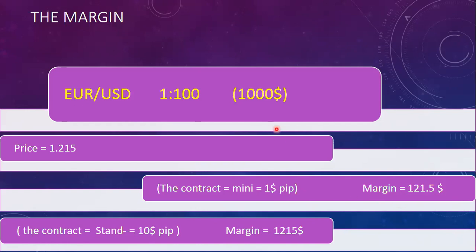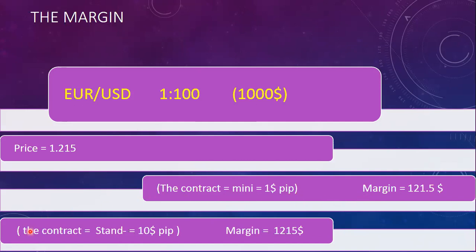For example, if I have $1,000, when I start the contract, immediately they take from me 121.5. So how much money will I have? Let me count. 1,000 minus 121.5. So I have $878.5 to trade with.